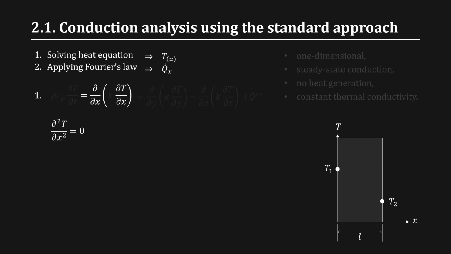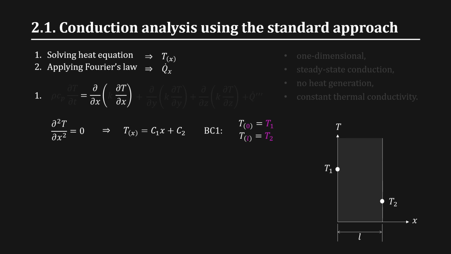To solve this differential equation, we integrate once with respect to x to get dT over dx equals C1, which is the constant of integration. And by integrating again with respect to x, we find that T equals C1 times x plus C2, as C2 is another constant of integration. So this equation represents the general solution.